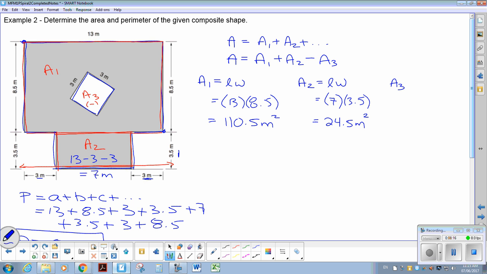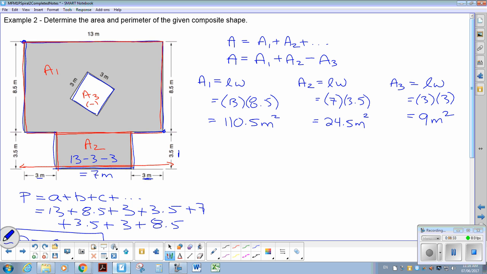And our final area is a square. It may look like a diamond shape, a rhombus, but it's still going to be length times width. I think it's actually meant to be a square. I'm not trying to make it tricky. So 3 times 3, so we have 9 meters squared.